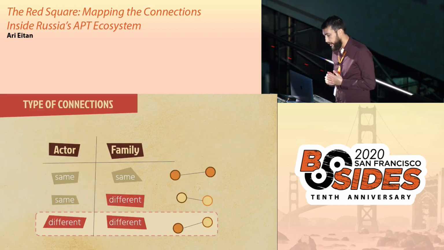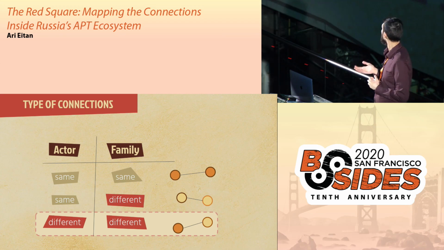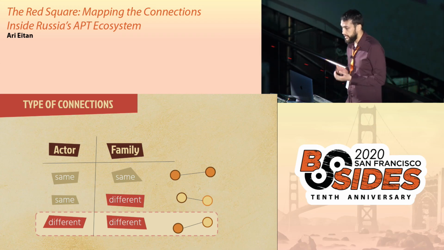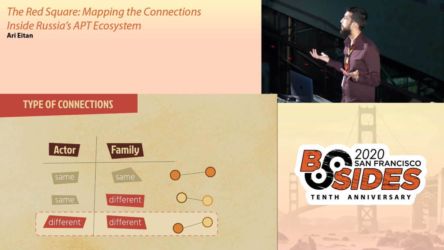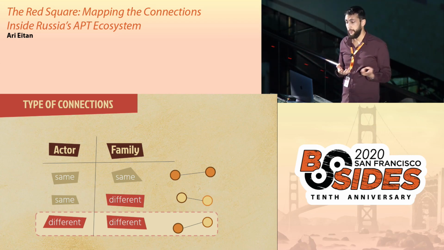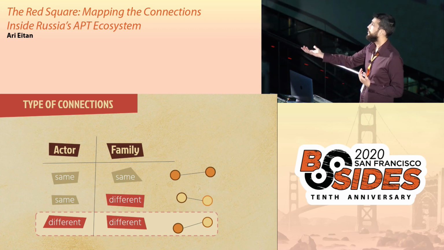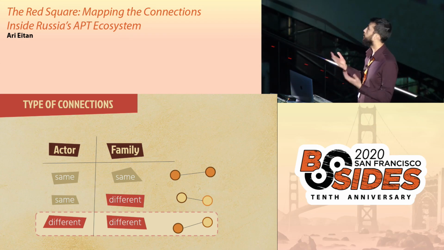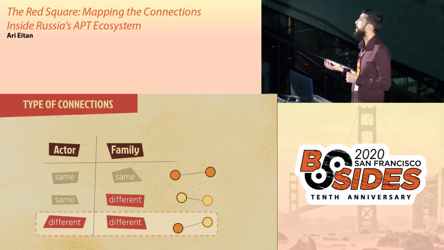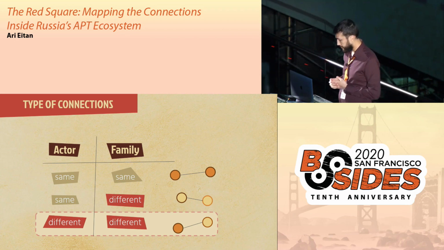Now, there are 3 types of connections on this graph. The first one, which is the most obvious one for us, is when 2 samples are of the same actor and malware family. The second type of connection is when 2 samples are of the same actor but of a different family. And the third type of connection, which is obviously the most interesting one for us, is when two samples share code and belong to different families and different actors. Those are the types of connections that we're looking for.